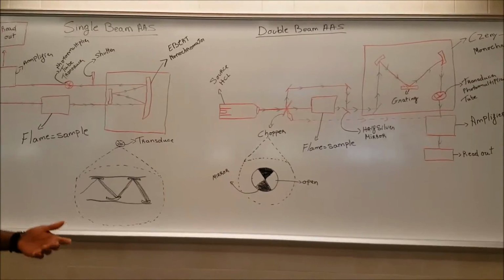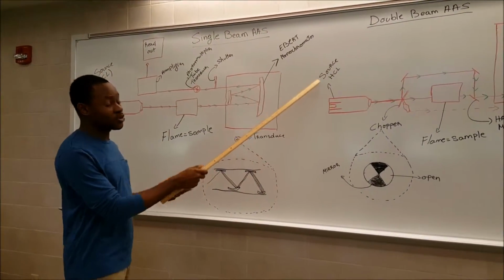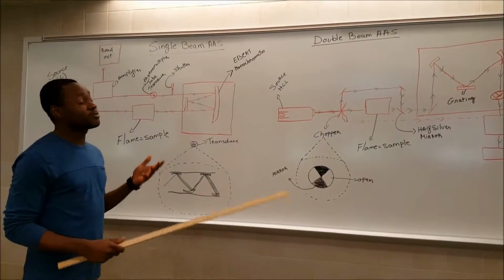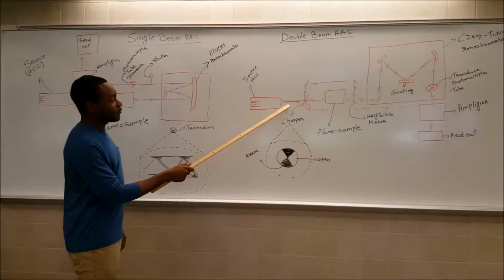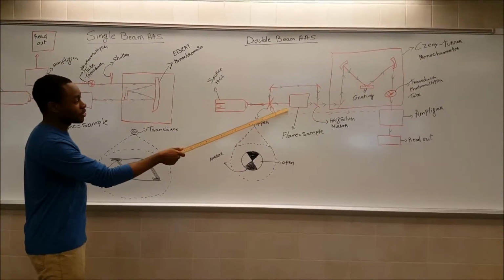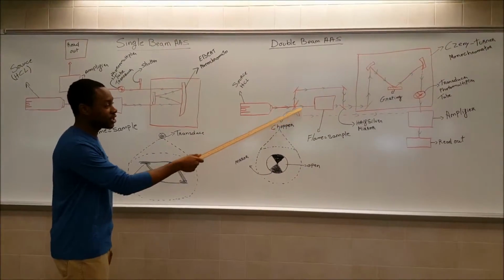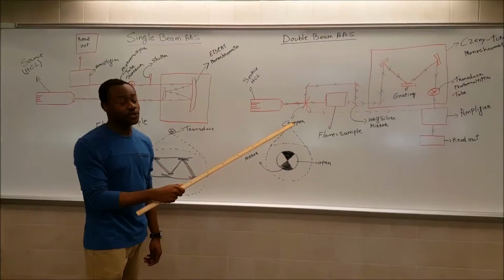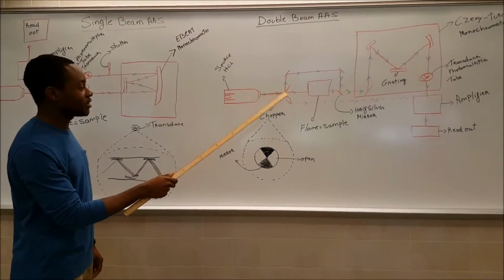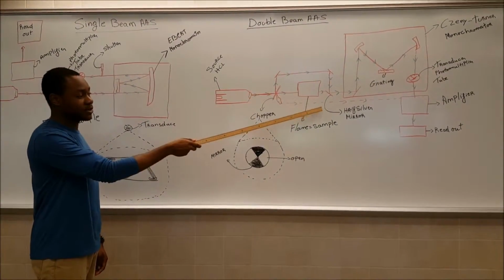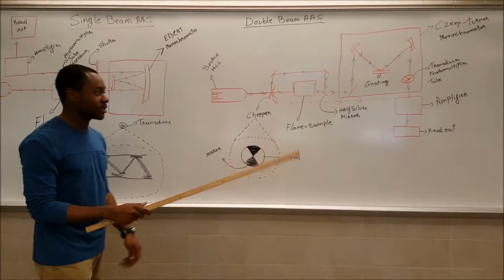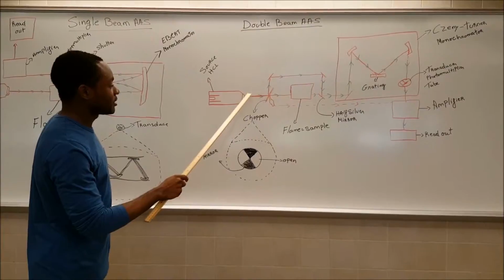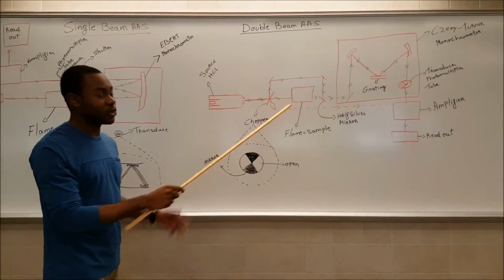It's the same concept, but you have your source, which is the hollow cathode lamp, which is specific to the metal that we're trying to detect. But before you reach the flame, you have a part here called the chopper. The goal of the chopper is to let the light either go to the flame directly or go to the monochromator directly. So then the light goes to the flame, which is where you have your sample.